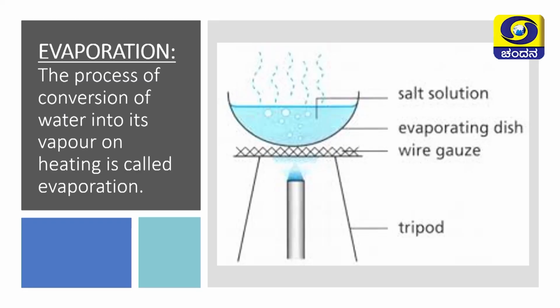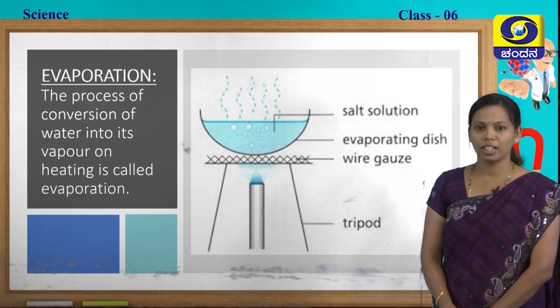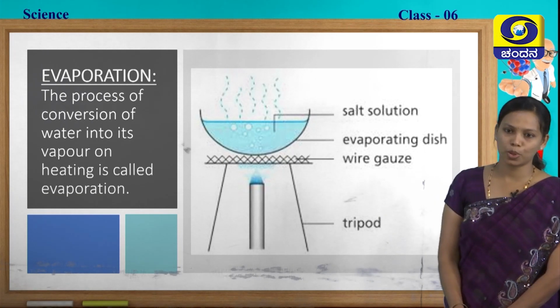We have seen in the filtration process that we filtered all the soil particles from the water, but it separated only the solid particles which were insoluble in water. What about the soluble substances? For example, if we take a salt solution, we can't separate it through filtration. For that, we need to use the evaporation process.